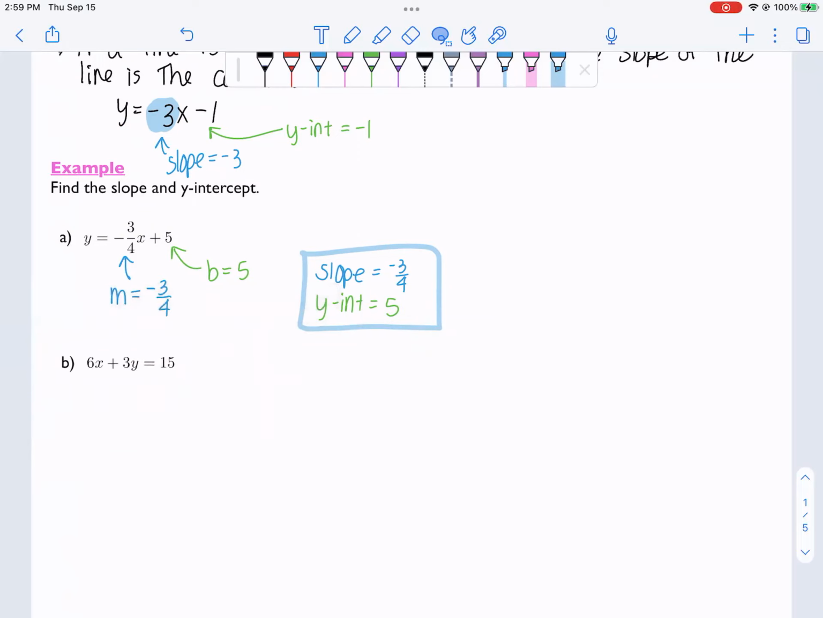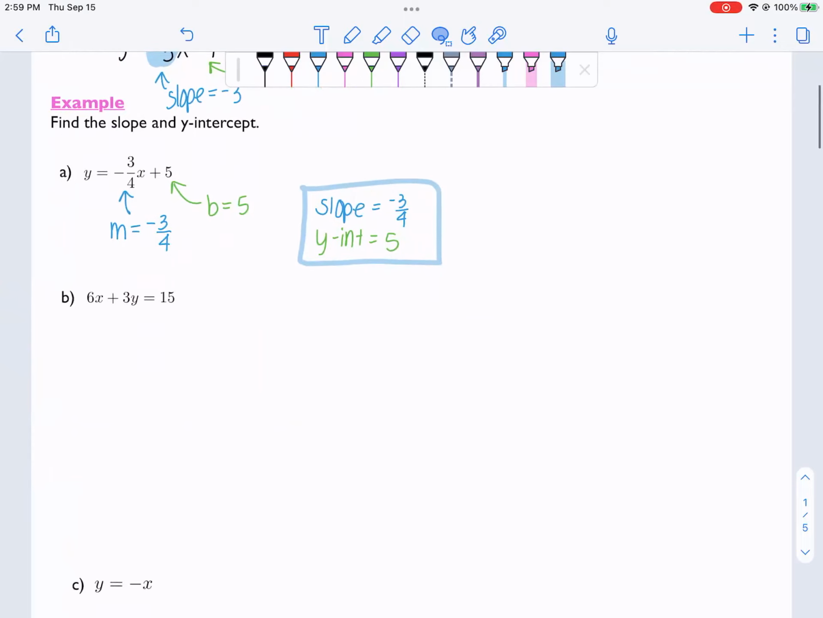So that works out well if it's already in y equals mx plus b form. However, we're not always already in that form. So let's say we had something like 6x plus 3y equals 15. This is not in y equals mx plus b form. We need to rewrite it that way, and we're going to do that by solving for y.